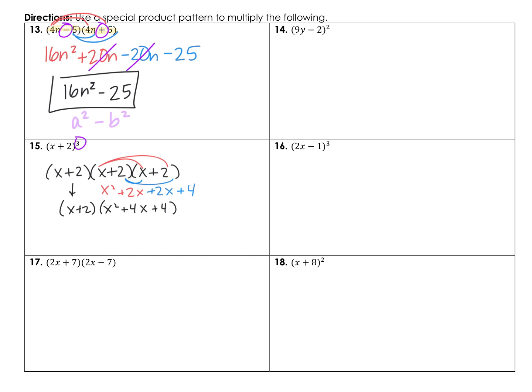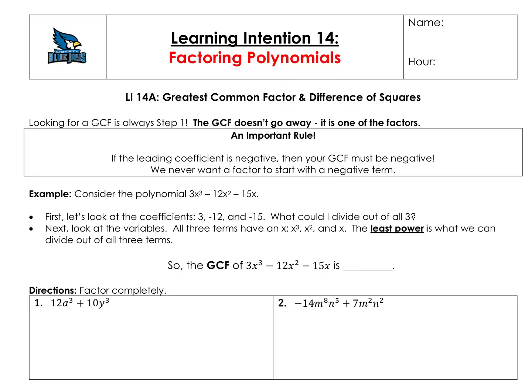Now we'll move on to factoring. All right, 14a, we're just doing GCF and difference of squares. If those things sound familiar to you, that's good because you've already learned this. Remember, when we're looking for a GCF, that's our first step. We always want to check for that when we're factoring.